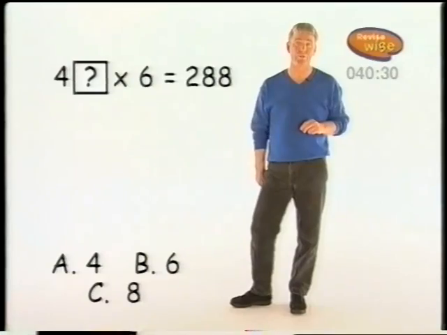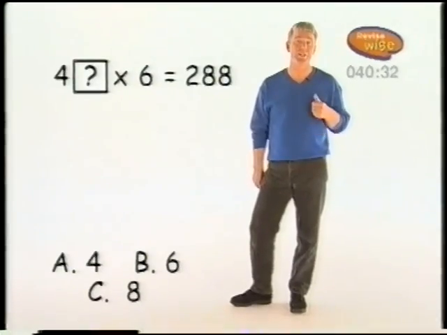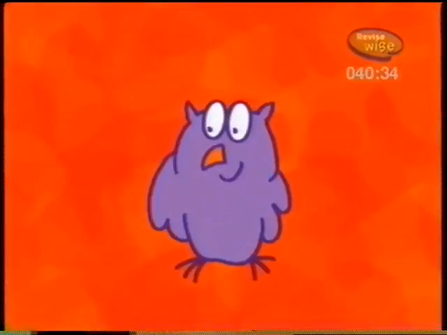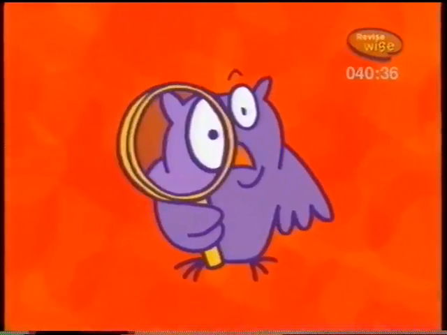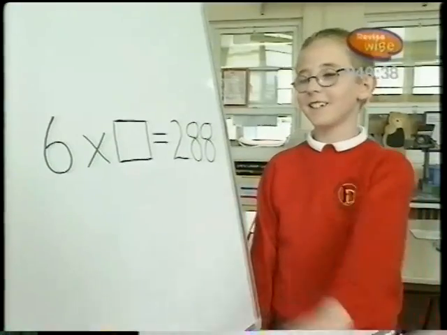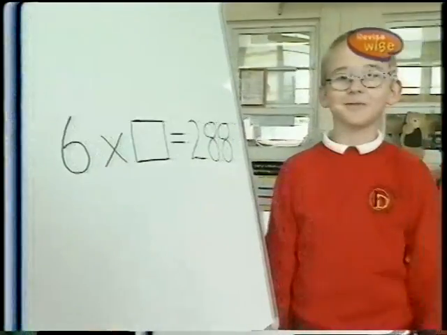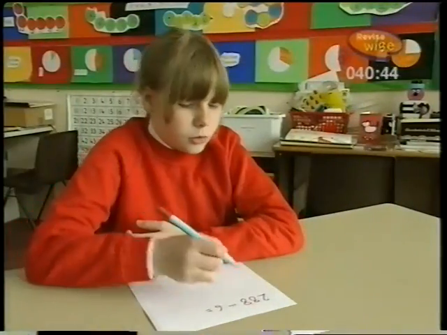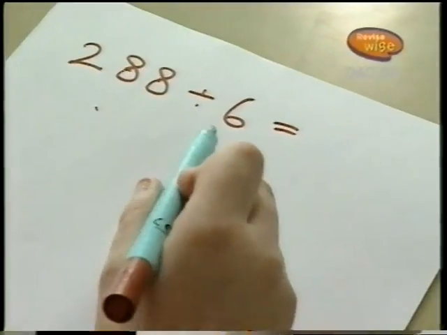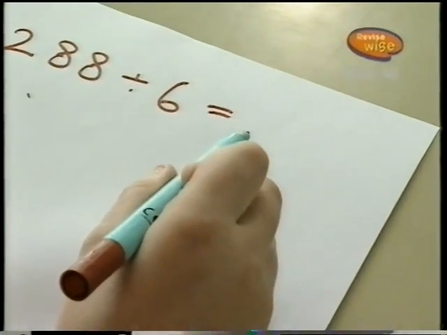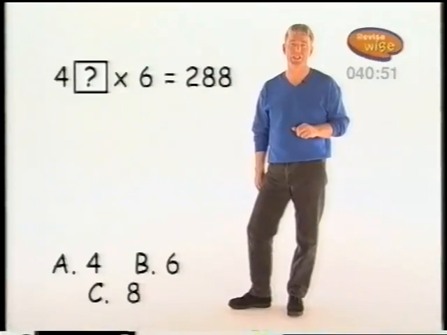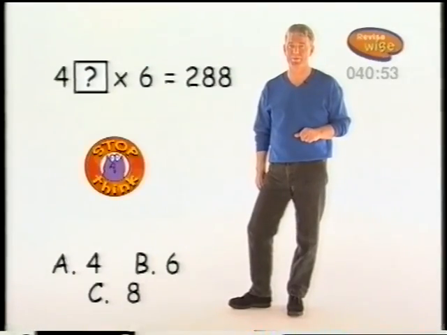You don't have to get it right straight away. Let's go to the maths team for some hints. 6 lots of something must equal 288. If we divide 288 by 6, it will give us the missing number. So what's your answer?